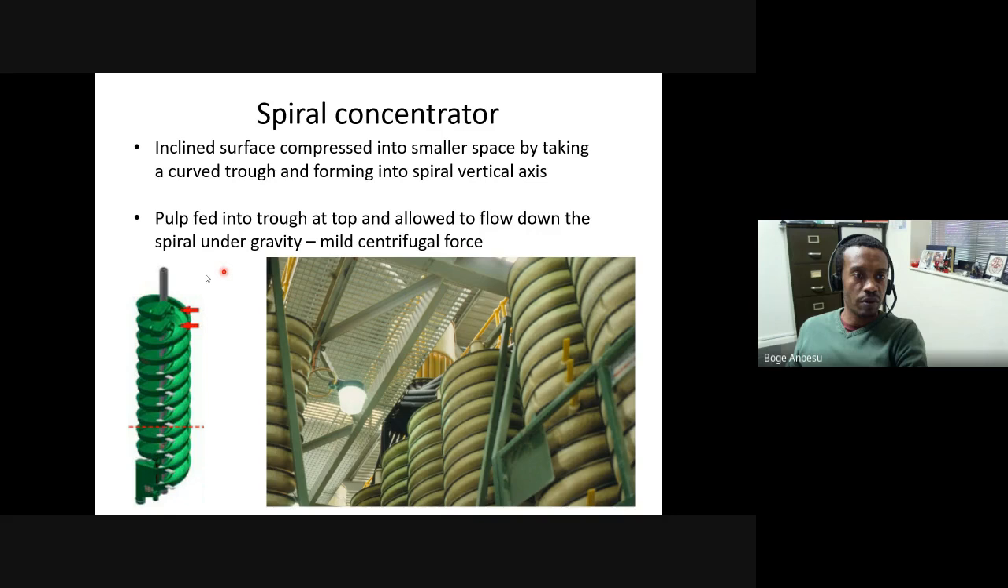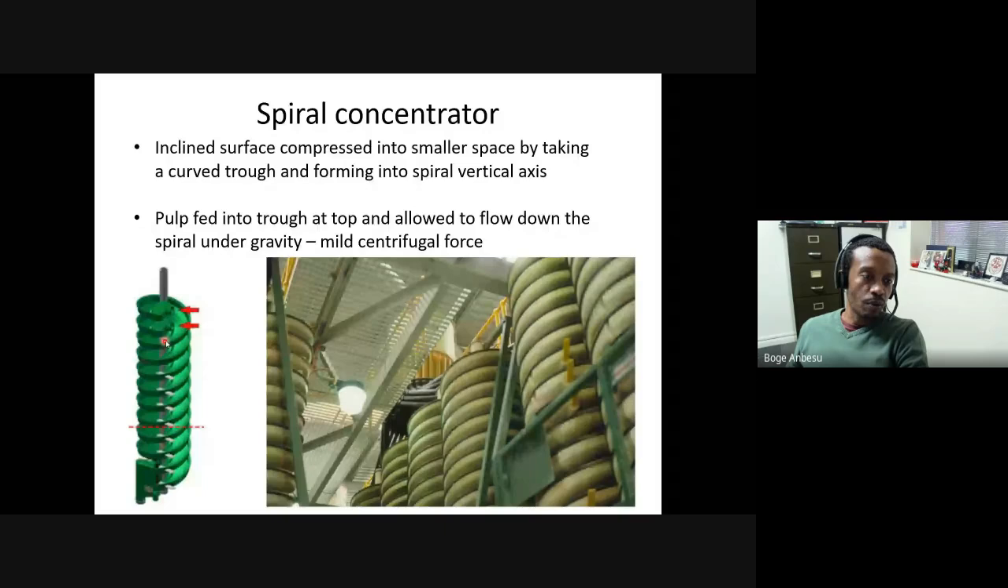So then what you can have is feed coming from the top and allowed to fall through an inclined surface all the way to the bottom of the spiral. As particles travel down, obviously there will be a slight centrifugation happening because they're going in a circular motion. So there's a bit of centrifugal force playing a role as well.